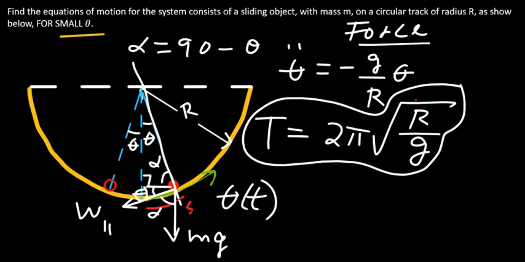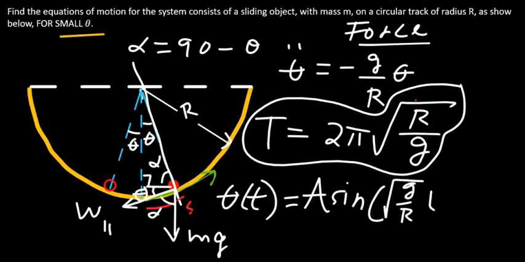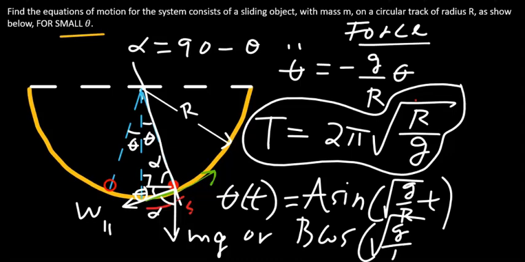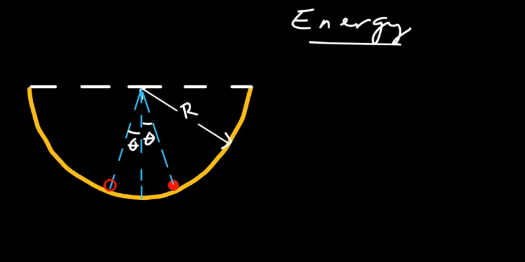the time-dependent function of theta, we know it is just a simple harmonic motion, so it is described by an oscillatory function: a sine square root g over r t, or b cosine square root g over r t, or any of the combinations. We can obtain the same equation of motion using the energy approach. So let's look at the following system from the energy point of view.